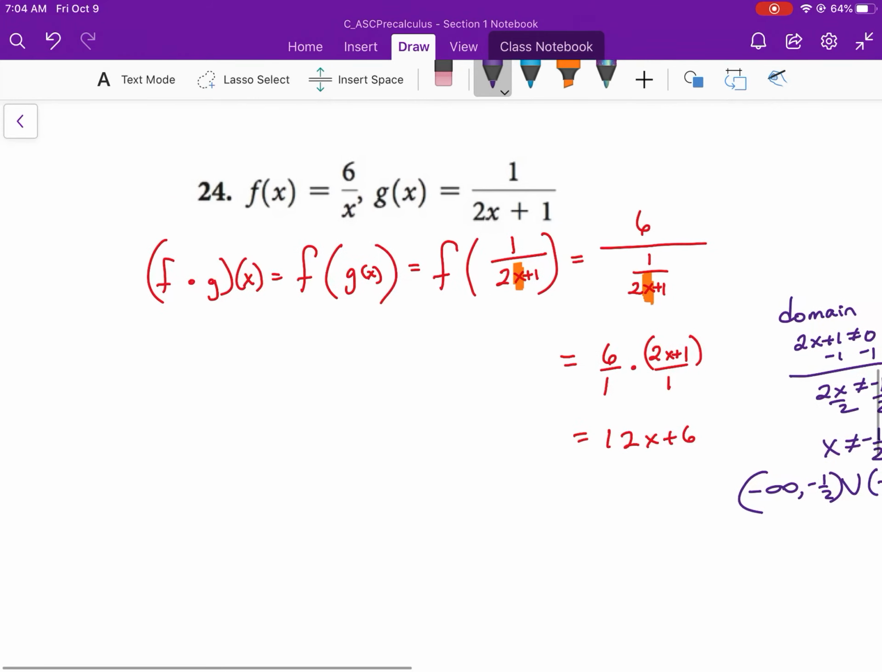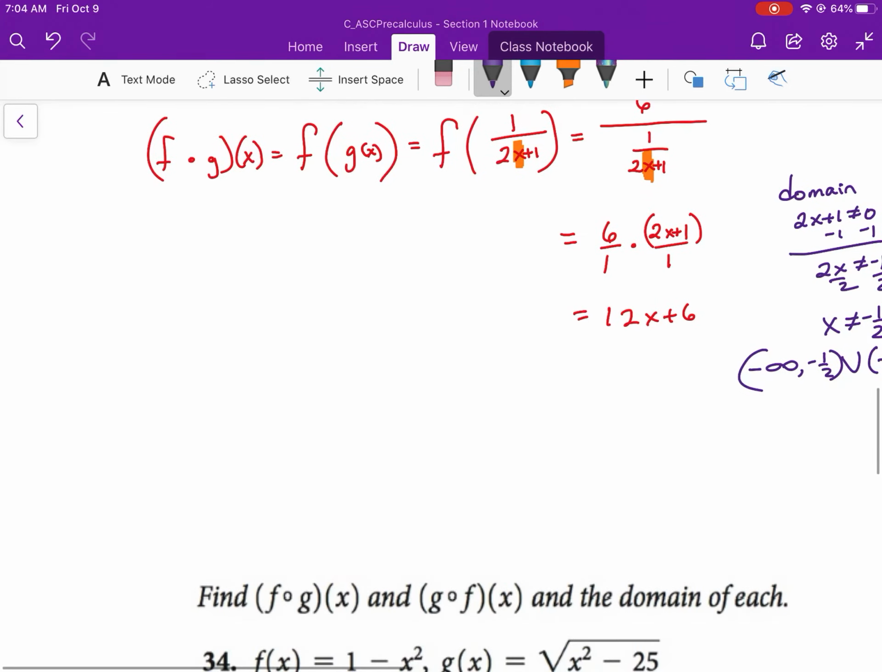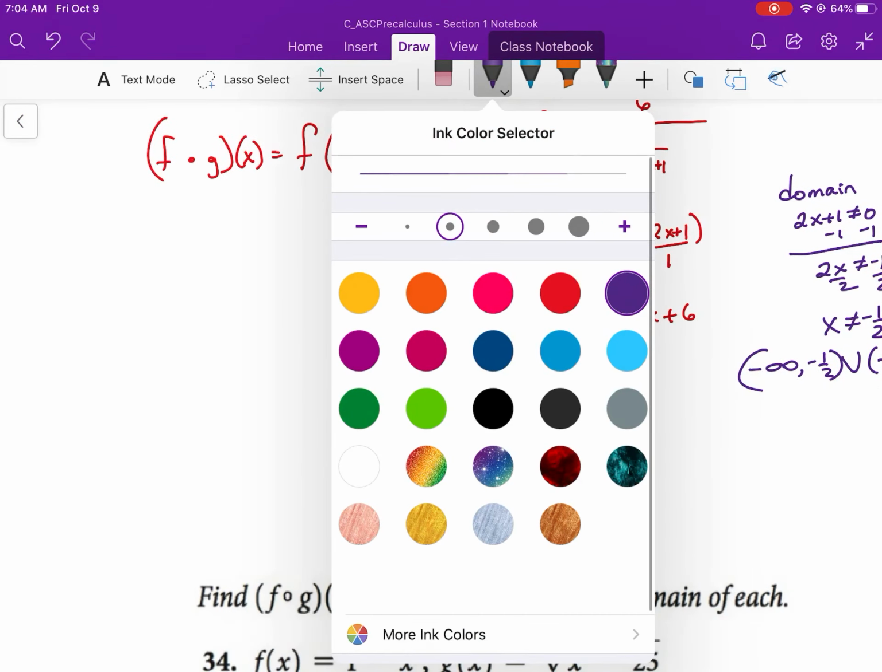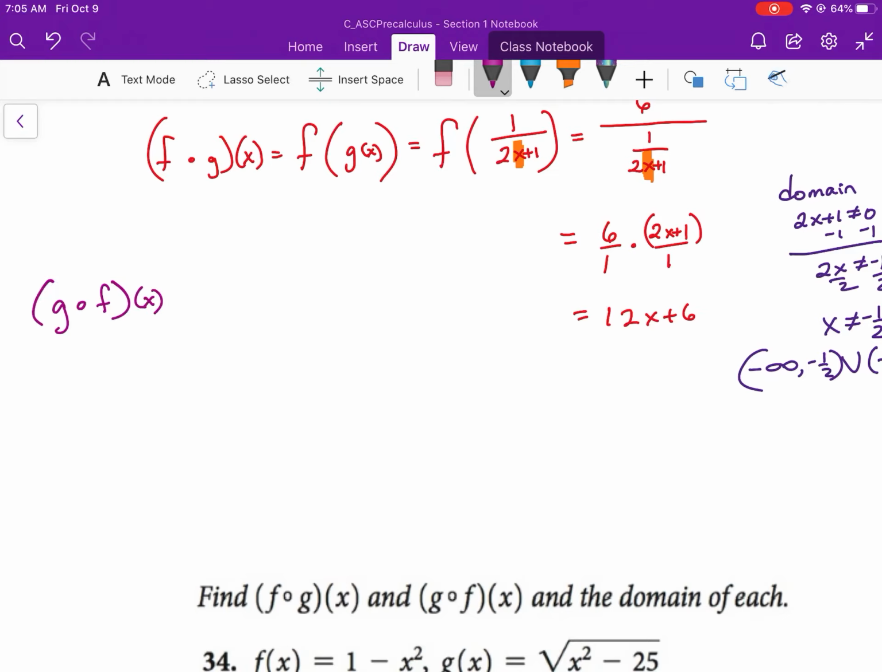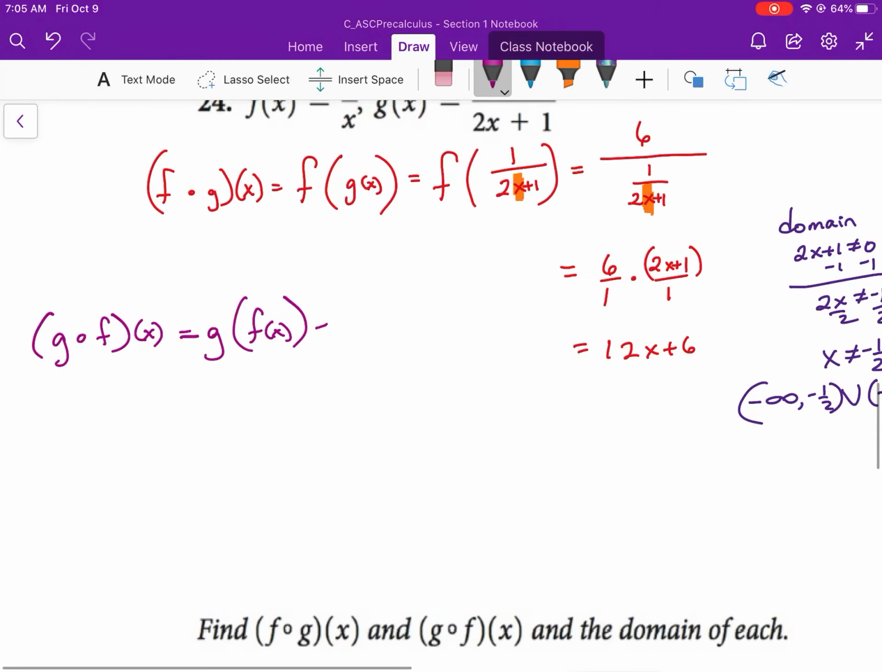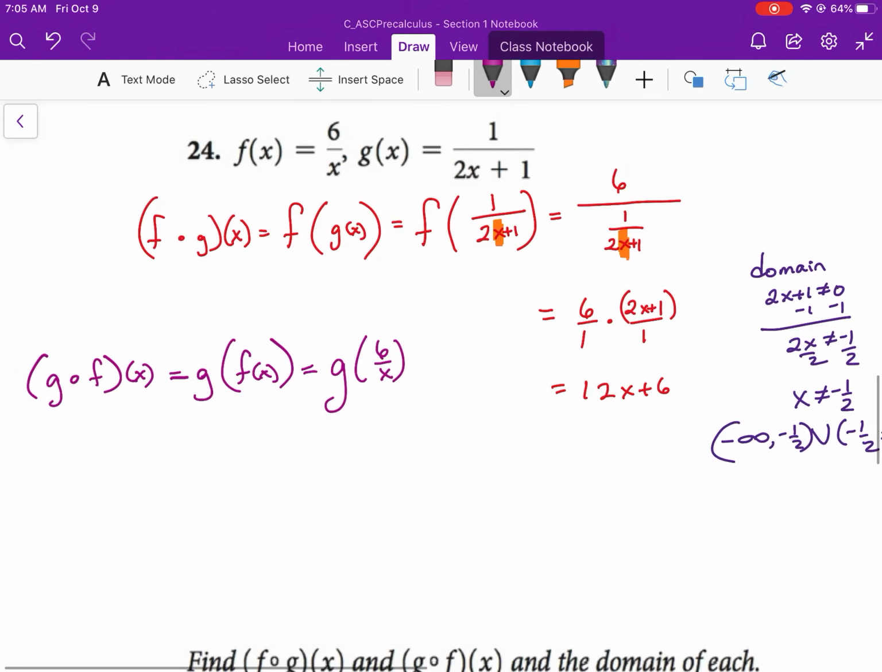Okay, so now let's do the other way. Let's do g of f of x. I'm going to run out of room, better write small. Okay, so now I'm doing g of f of x. F of x is 6 over x. So this is g of 6 over x. Now I can't have 0 as a denominator, can I?